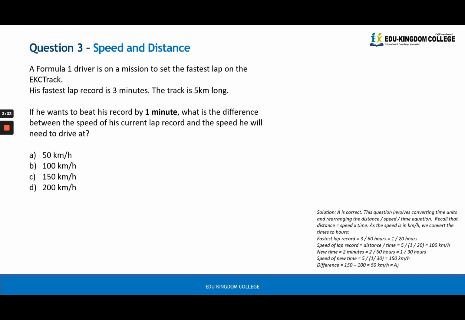Okay, next one was a speed question. So we have a Formula 1 driver. They are trying to drive to set the fastest lap. His fastest lap record is 3 minutes. The track is 5 kilometers long. He wants to beat the record by 1 minute. What is the difference in speed? Let's start with his current speed. You have to realize the answer options are in kilometers per hour, so we are going to try and change it. 5 kilometers per 3 minutes.